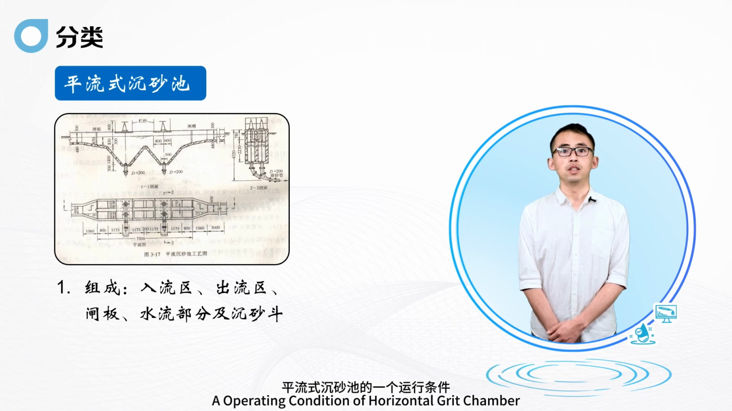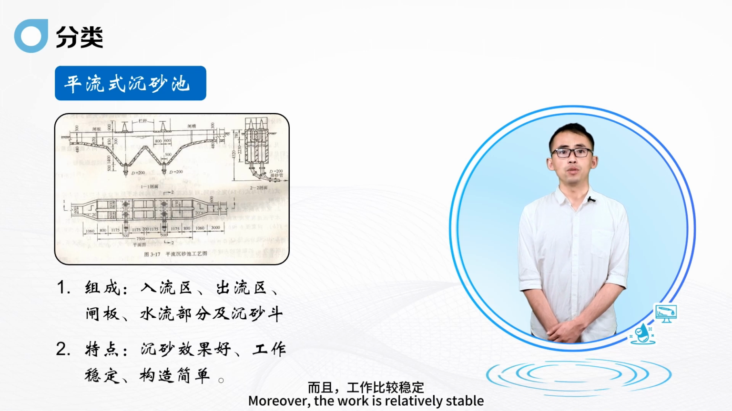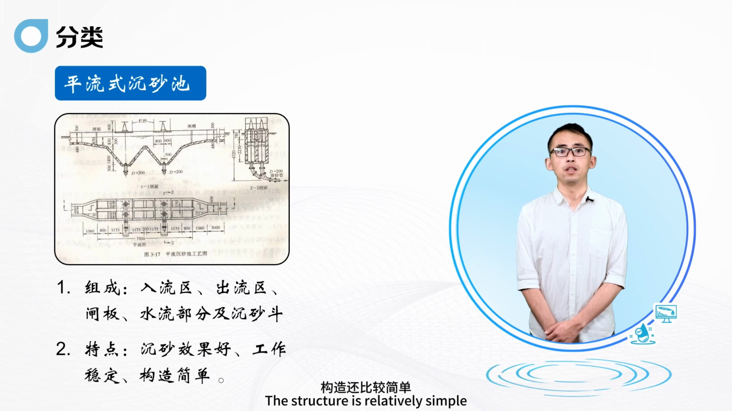Operating condition of the horizontal grit chamber: the water flow part should not be disturbed as much as possible, to prevent precipitated sediment from being taken away again. Then, the effect of the horizontal grit chamber: good grit settling effect, and the work is relatively stable. The structure is relatively simple. Its design shortcoming is that it occupies a relatively large area.